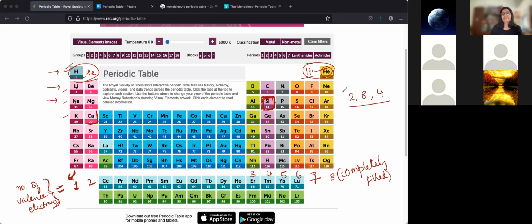So this way you can figure out the electronic configuration for any element. Calcium is exactly like that. So 2, then 8, 8, and 2. Because they all follow the same pattern, you can figure out the electronic configuration of any element just by looking at the periodic table. So how do you do that? You just have to count how many elements are coming before it. So I'll do it again.